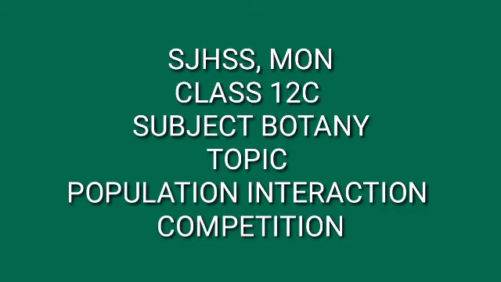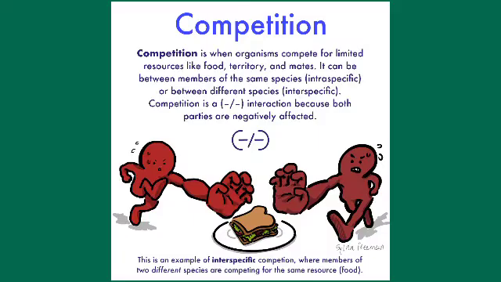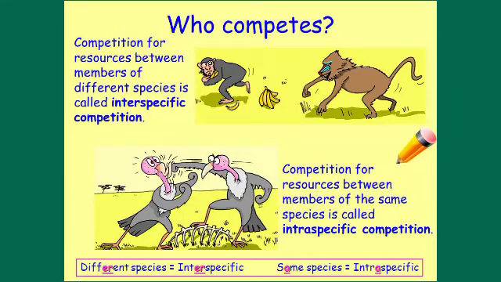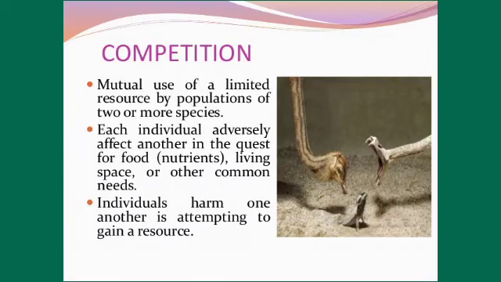Hello students, today in this video we will talk about the second type of population interaction, that is competition. So this competition is a kind of interaction between two species where both suffer adverse effects. Both the species share the same resources like water, nutrients, space, sunlight, food, etc.